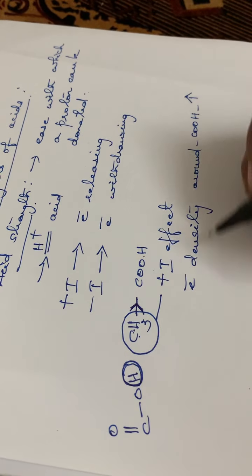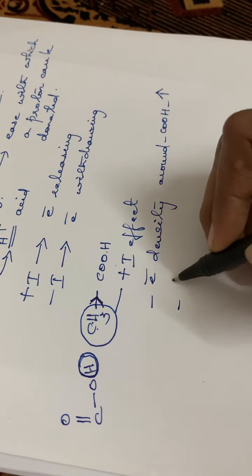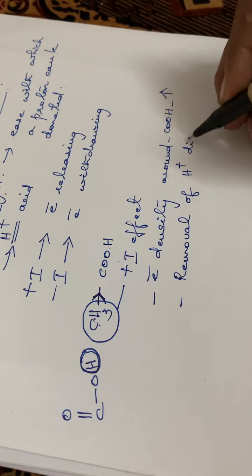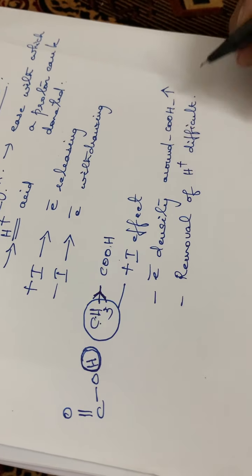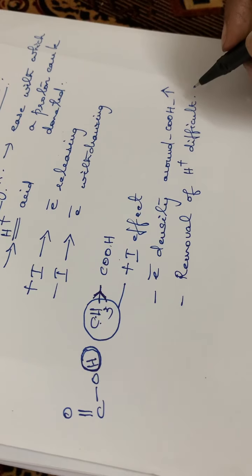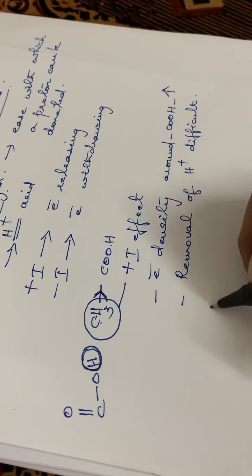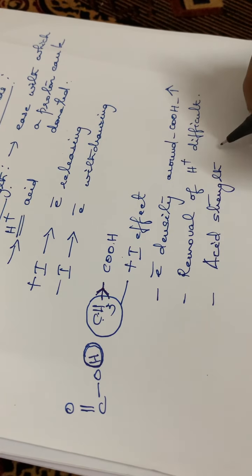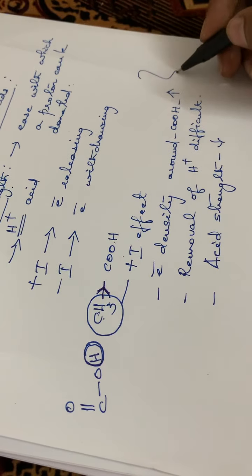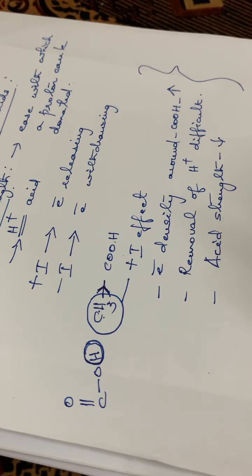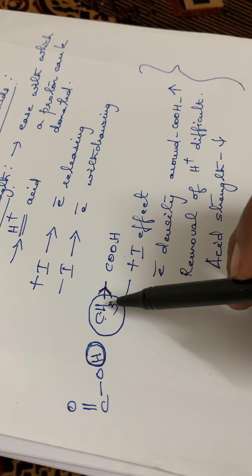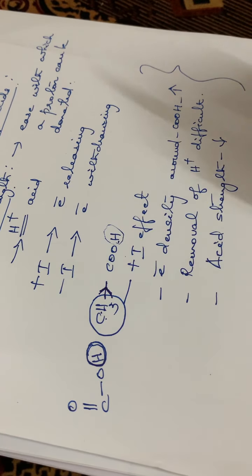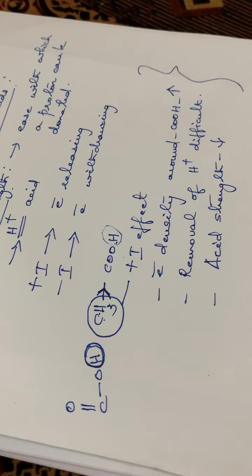So if the electron density around COOH is increasing, the removal of proton becomes difficult, and if the removal of proton is difficult, that means the acid strength is decreasing. So this is the theory behind this inductive effect: if a plus I effect group is attached to the COOH group, the electron density around the COOH will be increasing, so the removal of this proton will be difficult, and hence the acid strength will be decreasing.